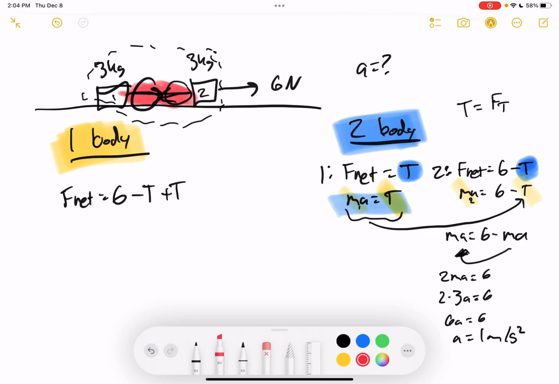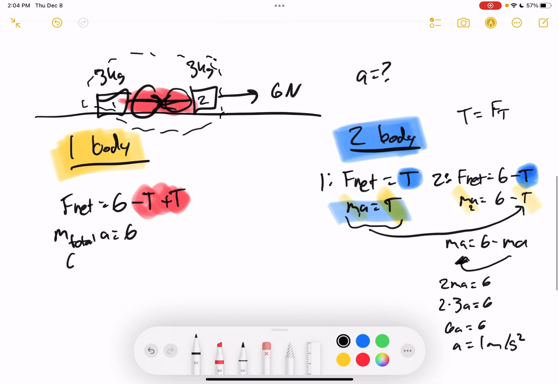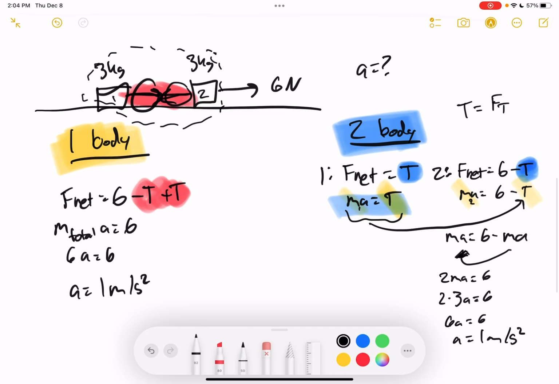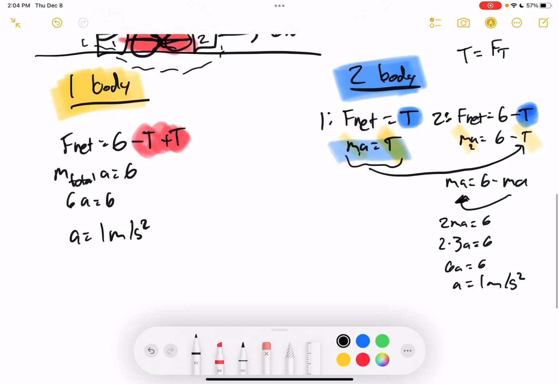And you'll notice right away that these two are just going to cancel out, right? That's the same number either way, okay? And then m, remember, this m needs to be the total m. The total m is just 6, a equals 6, so I get a equals 1 meter per second squared, okay? So if you set it up as a one body, you need to try to not have any connecting forces. That's usually tension, but you need to include other forces, okay? So it can be a little tricky.